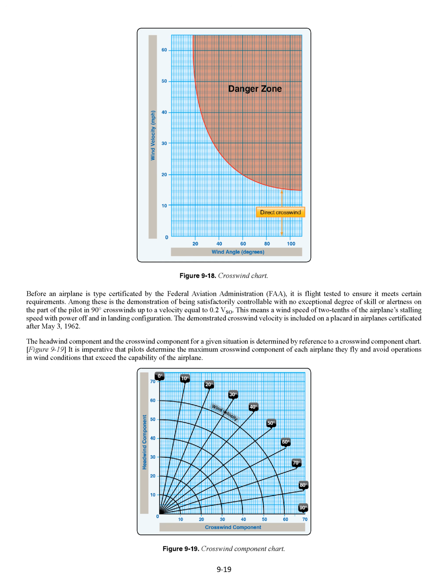The headwind component and the crosswind component for a given situation is determined by reference to a crosswind component chart. It is imperative that pilots determine the maximum crosswind component of each airplane they fly and avoid operations in wind conditions that exceed the capability of the airplane.